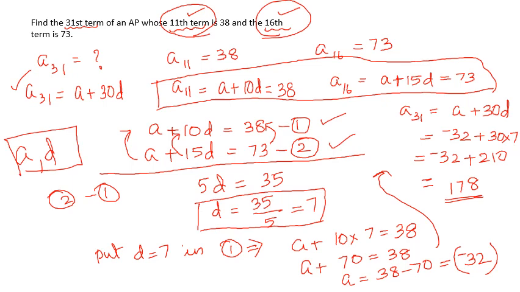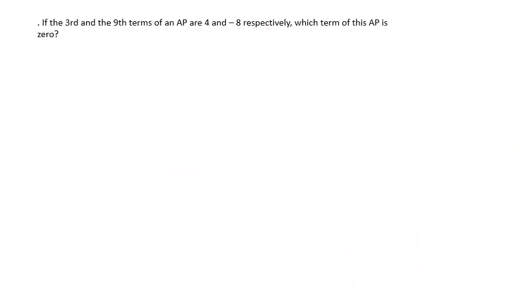Now let's move to the next one. You will be able to do this on your own. You should be able to do it on your own, what I've told you right now. If the third and ninth terms of an AP are 4 and minus 8 respectively, which term of AP is 0?